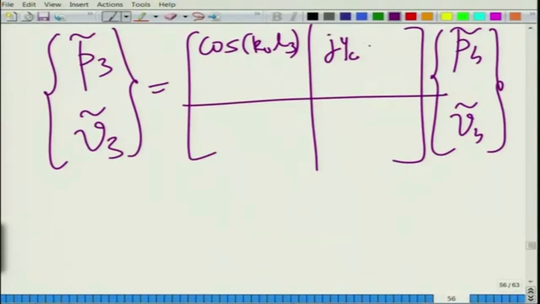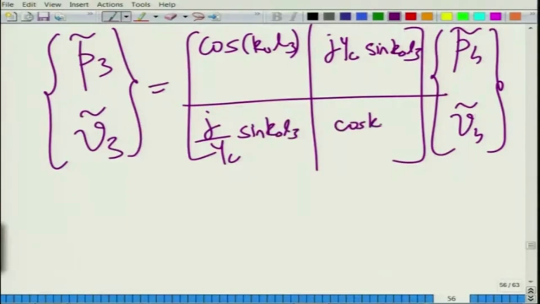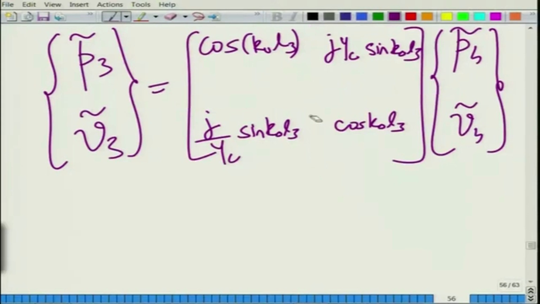complete this part. This is sin k naught L 3, this is j by Y c into sine of k naught L 3, and this is cos of k naught L 3. Recall the last week's lecture when we derived the transfer matrices of the simple tube. There was a detailed derivation. So, this is what it is.